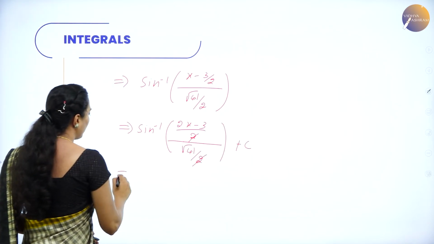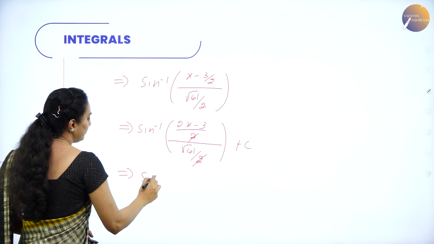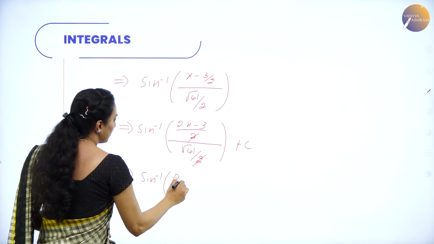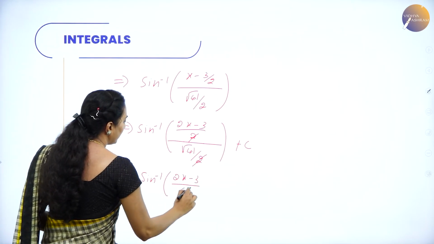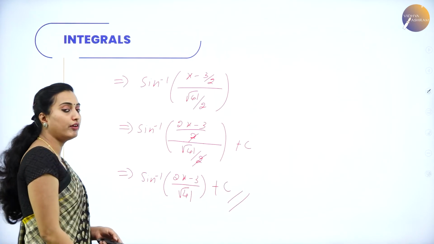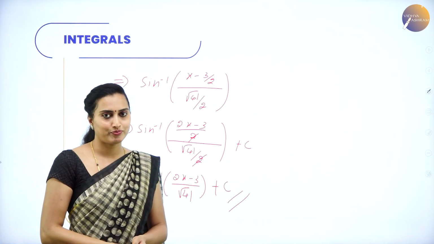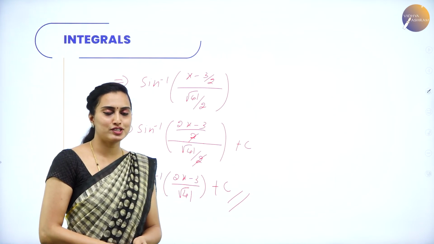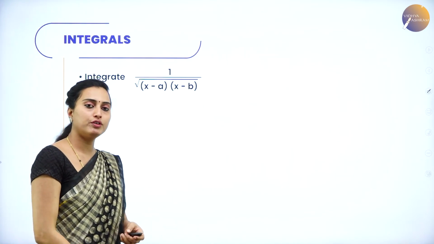You are going to remain with sin inverse of 2x minus 3 divided by under root 41 plus c. And this is your final answer, dear students. I hope you understood this one also. Now, we'll be moving on to the next problem.